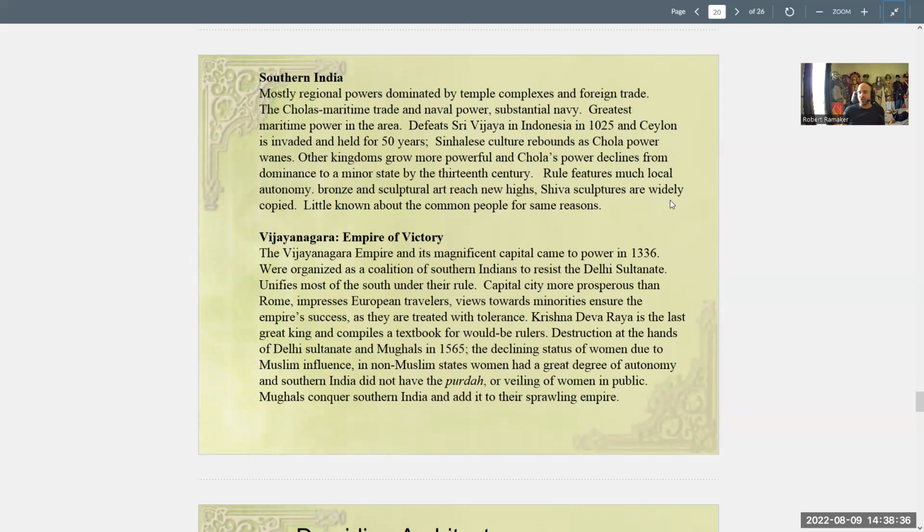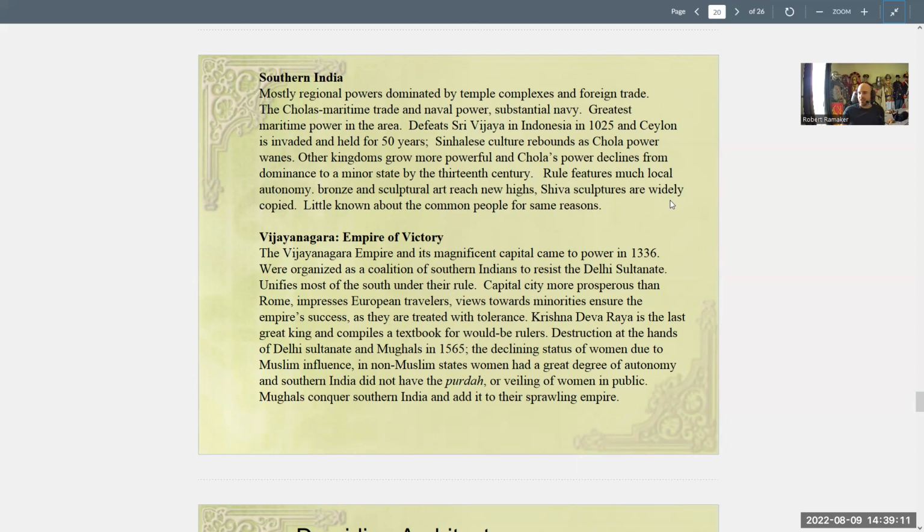You have, for example, Vijayanagara in 1336, which was a coalition of southern Indians. They were largely united to defeat the Delhi Sultanate. So the Delhi Sultans have the opposite effect. Instead of conquering southern India, they actually unify it together. And they were able in the south to hold off for some time. Eventually, they ended up fighting off the Delhi Sultanate until the 1400s-ish, and then they ended up obviously falling prey to the Delhi Sultanate and the Mughals in 1565.